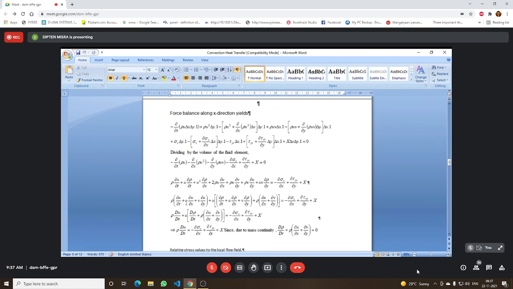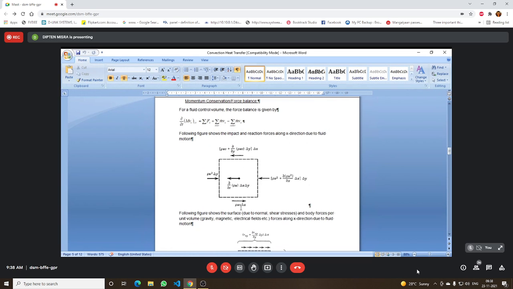For example, here it is grouped like this, and this is essentially the substantial derivative of u, that is Du Dt. Du Dt is equal to del u del t plus u del u del x plus v del u del y. Similarly, this is what? This will be D rho Dt, and this is what? This is grad dot v.